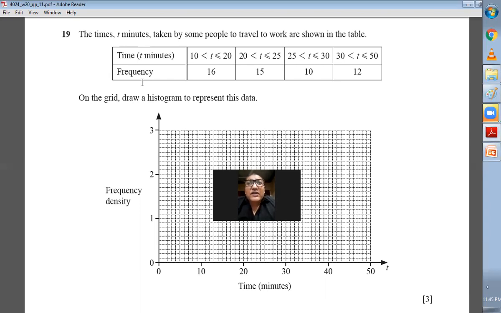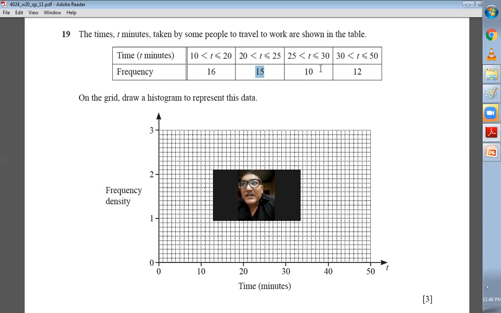The formula for the frequency density is frequency divided by class width. For example, here the frequency is how much? 16. The frequency of this class is 16 and the class width is 10. So 16 divided by 10, 1.6, that will be the frequency density. Here you can see the frequency is 15 and you divide it by the class width, that is 5. So 15 divided by 5, that will be 3. So the frequency density will be 3.